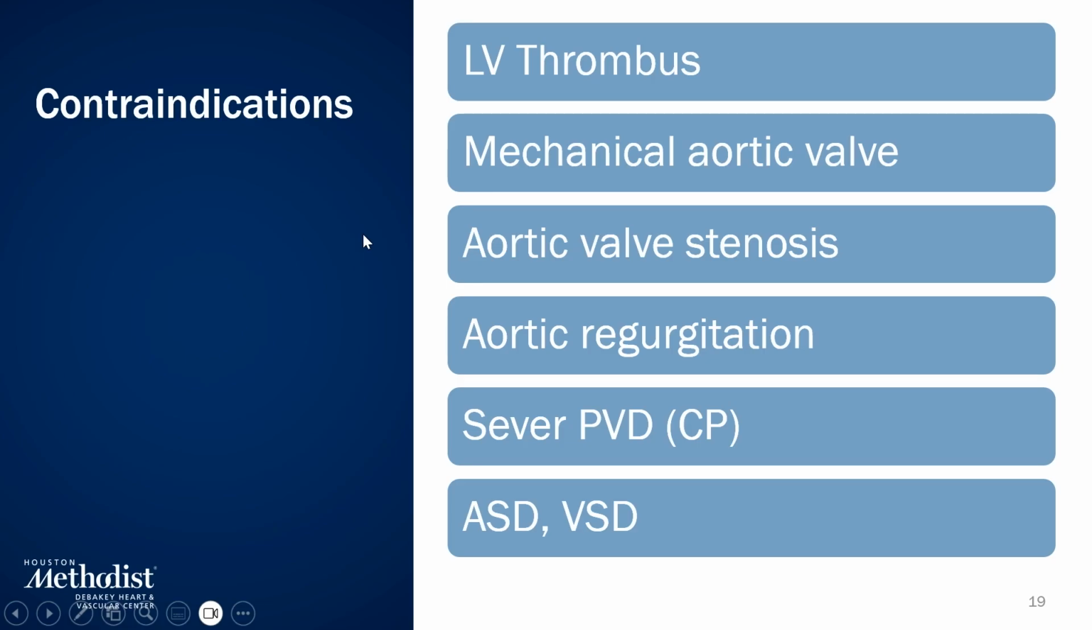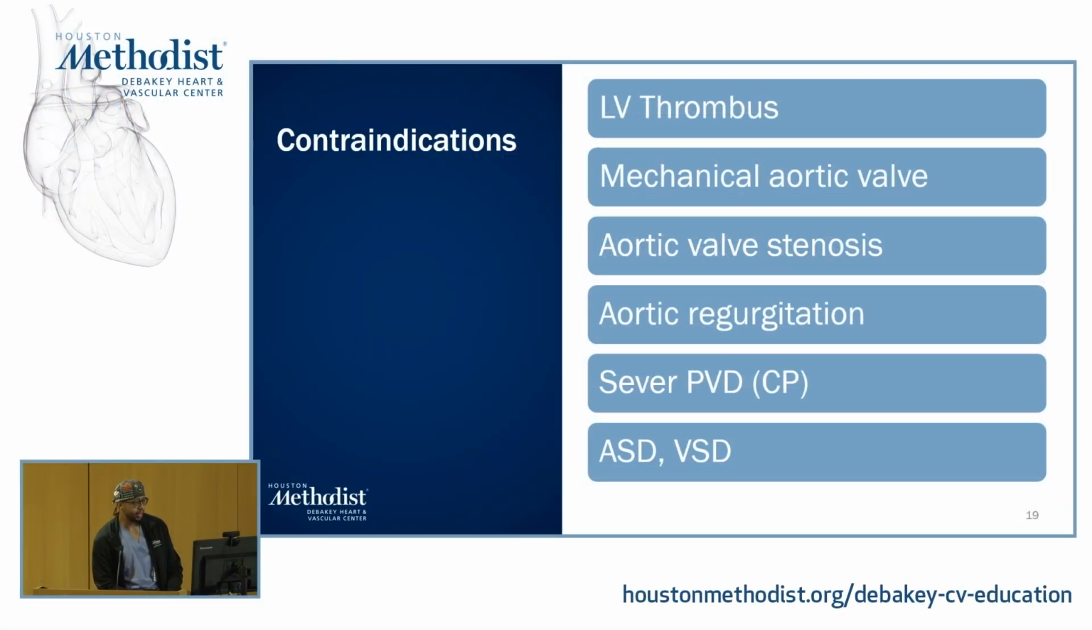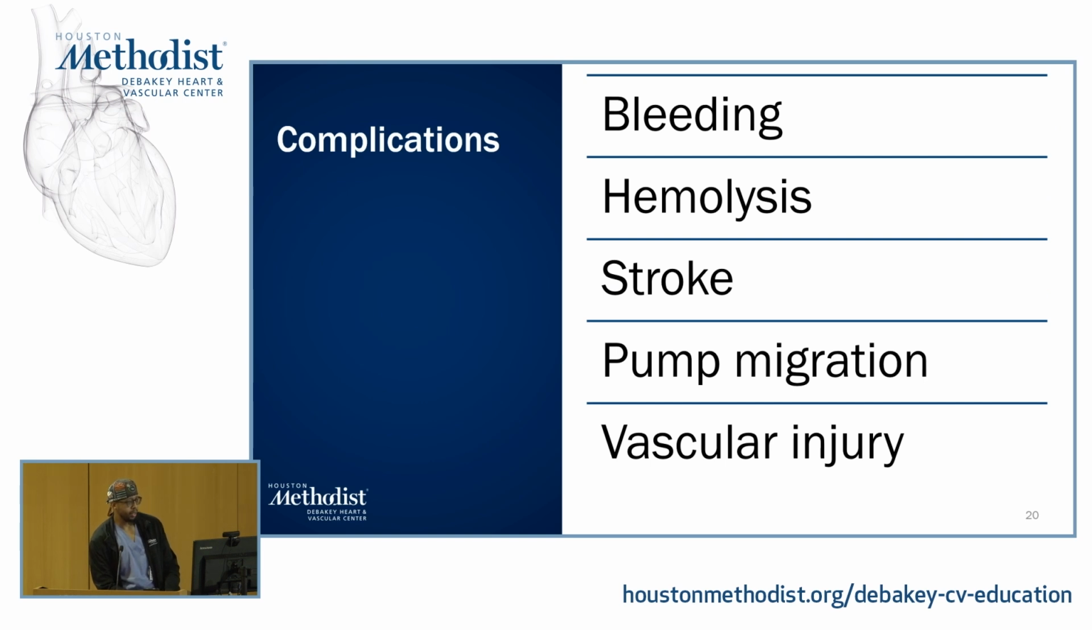So, contraindications, similar to any other ventricular assist or any other assist device: thrombus, mechanical aortic valve, because we have to cross over the valve with this, aortic stenosis, regurgitation, peripheral vascular disease with the CP, because you won't be able to float that catheter if those blood vessels are narrow, and then ASD and VSD. These are the complications: bleeding, hemolysis, stroke, pump migration, and vascular injury.